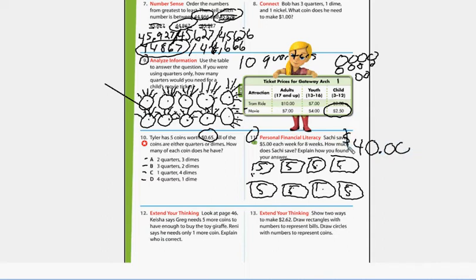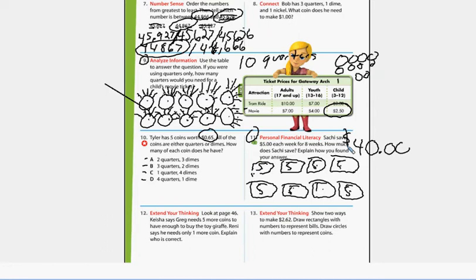Okay, question 12, extend your thinking. Looking at page 46, Kasha says Greg needs 5 more coins to have enough to buy the toy giraffe. Okay, Rennie says he needs only 1 more coin. Explain who is correct. So go ahead and figure out how much money. It looks like he had, if I remember correctly, $1.90 and the giraffe costs $1.95. So you need to go ahead and look back there and explain who's correct. There's more than one answer for that.